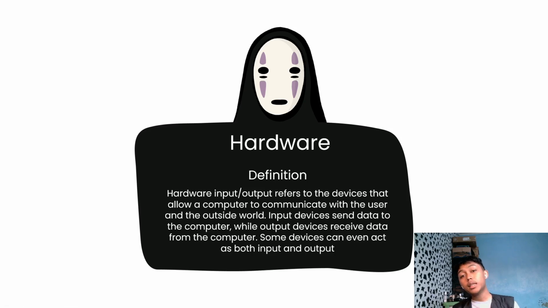So the next topic is hardware. What is hardware? Hardware is a device that allows a computer to communicate with the user and the outside world. So there will be two types of hardware. First is input device that sends data to the computer, and also output device that can receive data from the computer. But there is also a device that can do both.